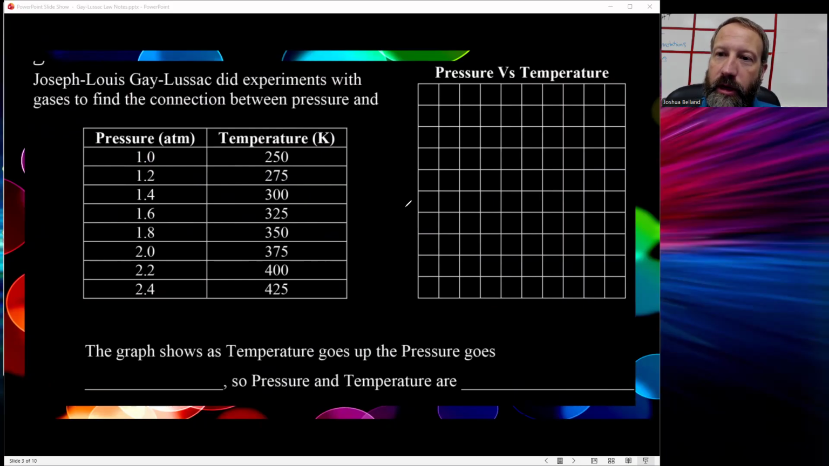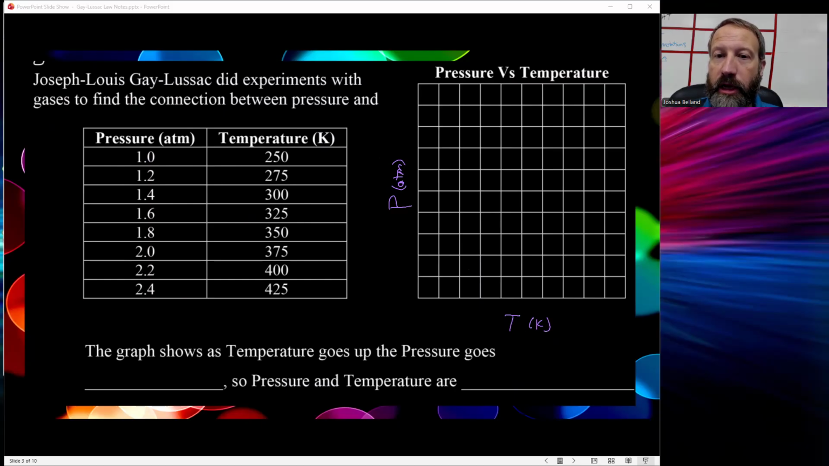So pressure is here, temperature is here. Our pressure is in ATM. I'm not sure how well I can write that sideways. You can always use the paper. There we go. Temperature's got to be in Kelvin. Just like with Boyle's law and the ideal gas law, we have to be working in Kelvin. Kelvin is the only temperature that gases actually are directly proportional to.